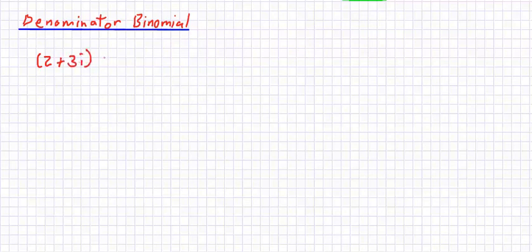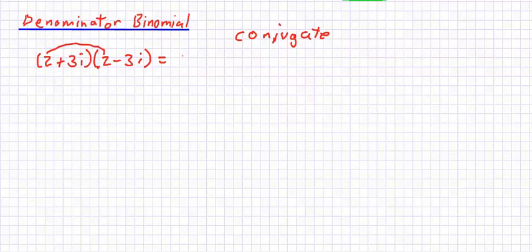And what do you think the conjugate of 2 plus 3i is? Thinking back to rationalizing the denominator, the conjugate is 2 minus 3i. The only thing that changes is the plus became a minus. The sign of the 2 stays the same. And when we FOIL this, 2 times 2 is 4, 2 times minus 3i is minus 6i, plus 6i, and minus 9i squared.